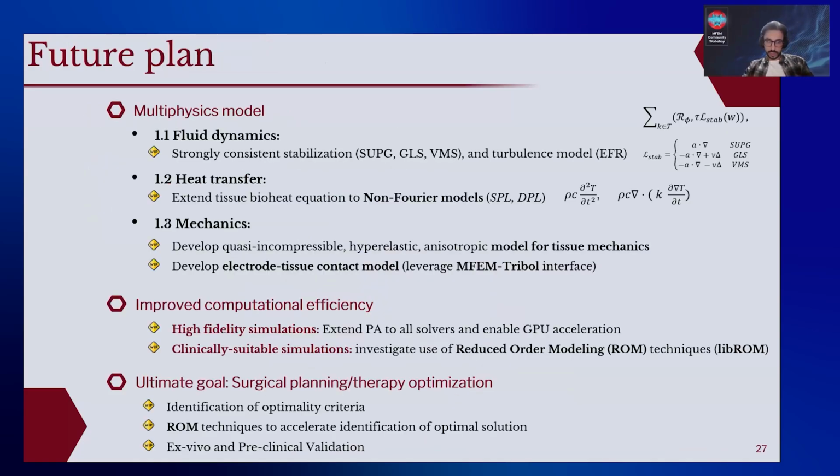Just to conclude, some future plans, where can we go? Essentially, from the multiphysics perspective, we can expand and improve the models from different aspects for fluid dynamics, for the heat transfer, for the mechanics. We want to develop some old work we had on the thermomechanical response of the tissue and eventually develop also the electro-tissue contact model. For improving the computational efficiency of the model, we can go in two different ways depending on what the final goal is.